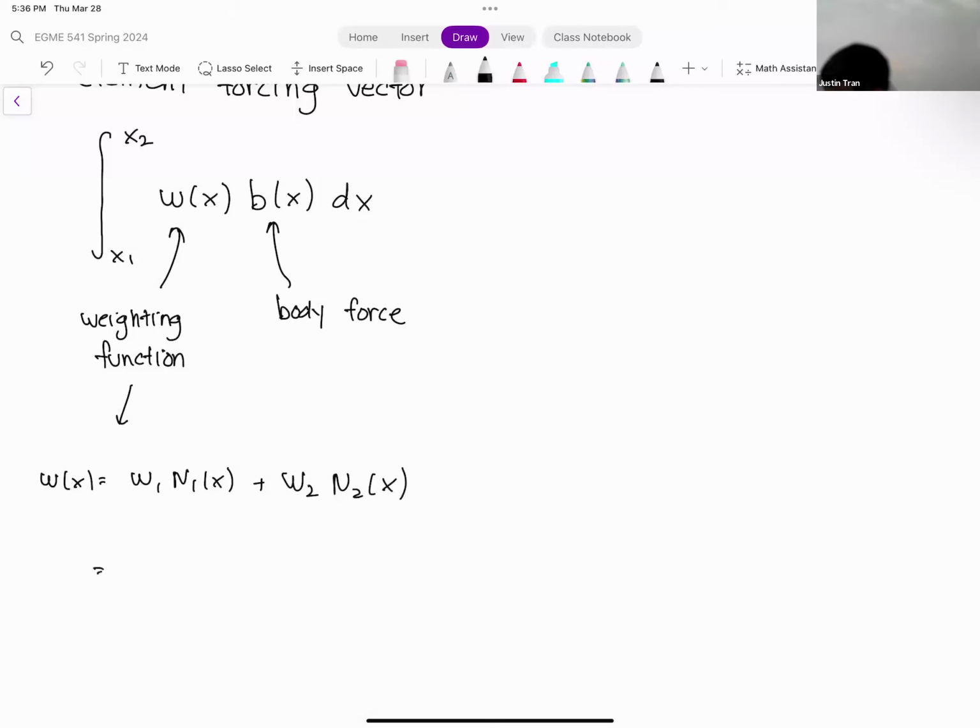Remember, when we have our representation in this form, we can put it in vector format. So this is a row vector of coefficients, w1, w2. And then we have a column vector of our shape functions, N1(x) and N2(x).